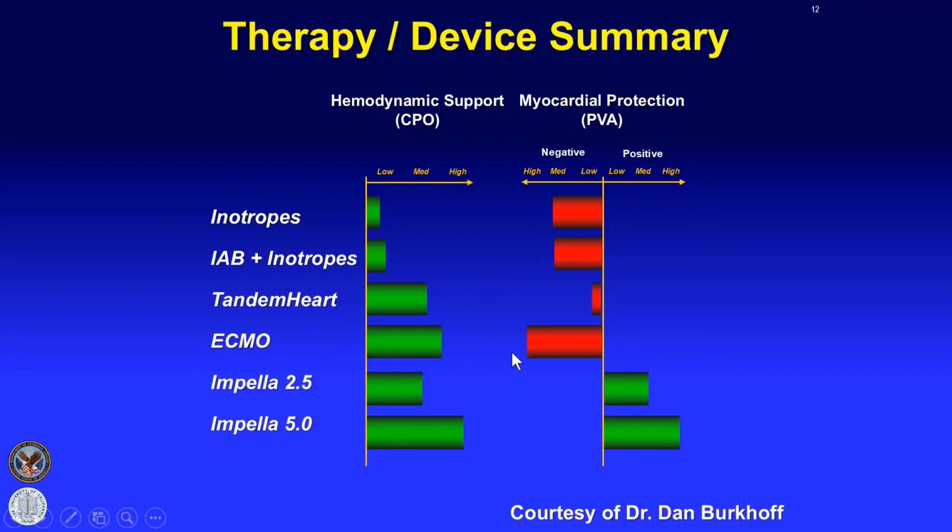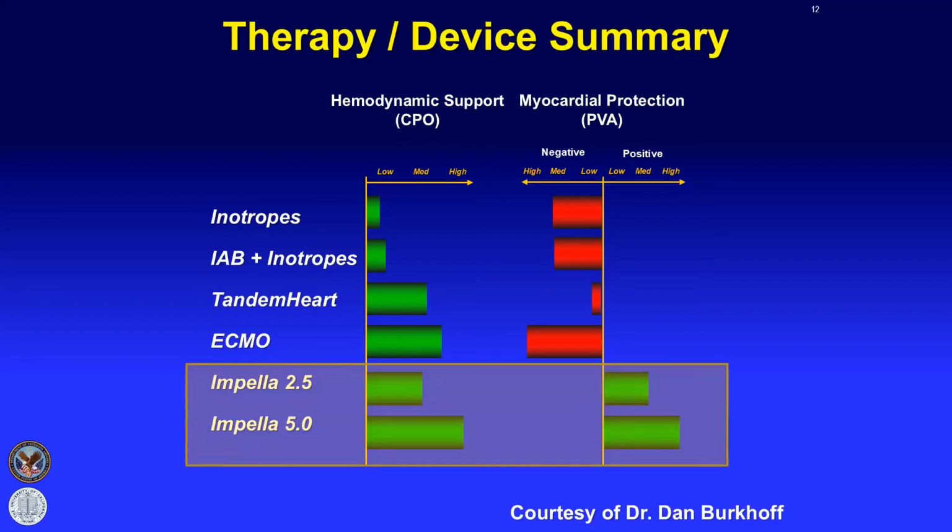ECMO is even more powerful, but also has a higher cost of use. The Impellas, both 2.5 and 5, have significant increases in cardiac power output and significant degrees of myocardial protection, making them, in my view, a highly favorable device and a good option for first selection in these critically ill patients.